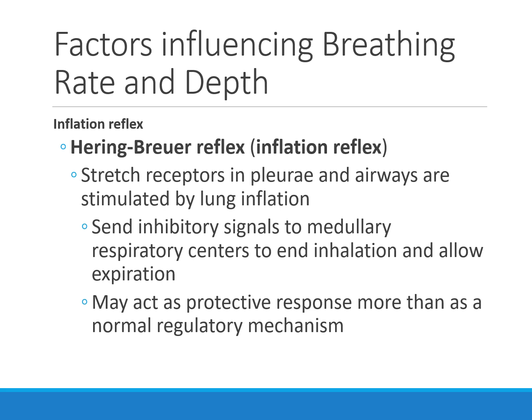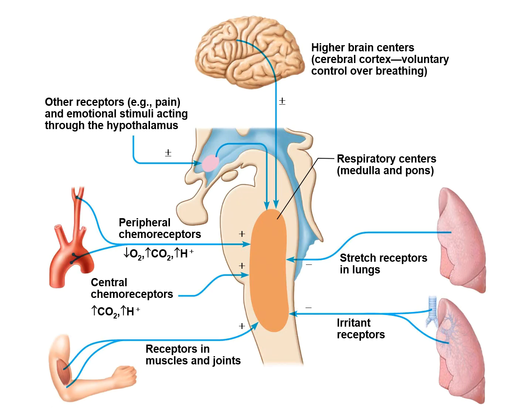The inflation reflex, this is called the Hering-Breuer reflex. Stretch receptors in the pleura and the airways are stimulated as the lungs inflate, and it sends inhibitory signals to the medullary respiratory centers to end inhalation and allow expiration. This may act as a protective response to make sure that you don't overinflate your lungs. So here is a summary of all the neural and chemical influences on the brainstem respiratory center, so you can kind of get an overview of everything that's feeding into those areas.